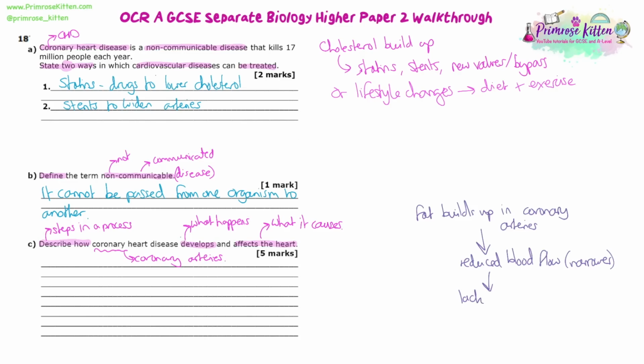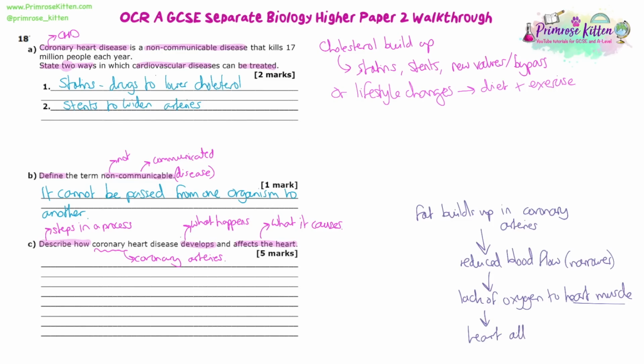So if we have less blood flow, we've got less oxygen flowing. And where does the blood in the coronary arteries go? It goes to the heart muscle. And we have to say muscle because obviously lots of blood returns to the heart and vessels, but this is going specifically to feed the heart muscle cells.